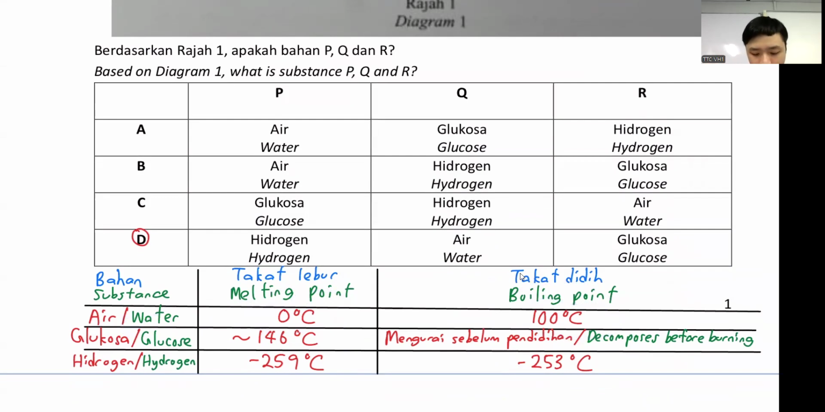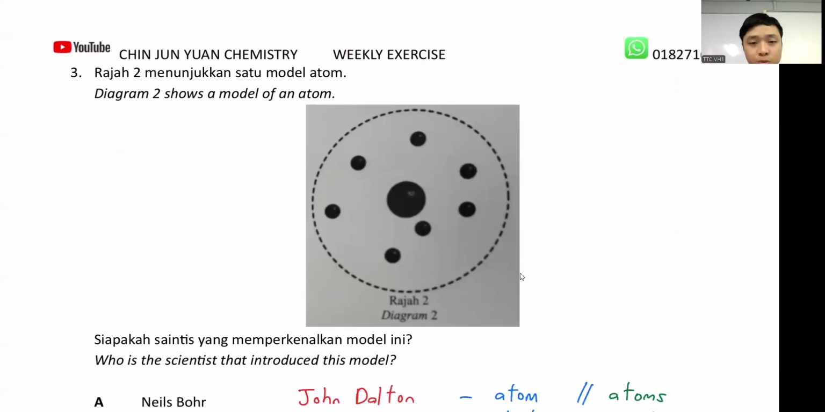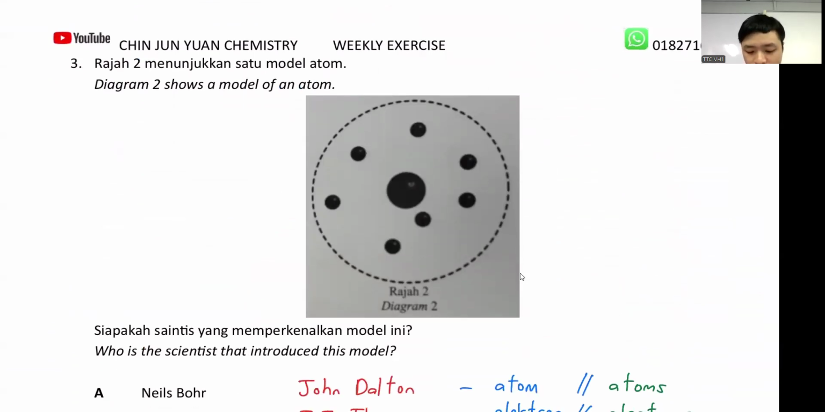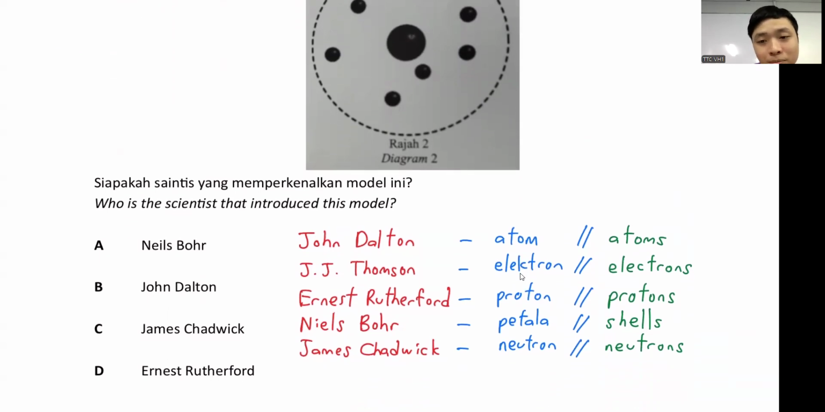Question 3, this kind of short question, I don't want to spend too long. Diagram 2 shows a model of an atom. Who is the scientist that introduced this model? This one is just history, a bit of memorization. Even in SPM and trial they come out with 1 question, 1 mark. If you don't want to memorize, it's okay, but the short way is: Dalton atom, Thomson electron, Rutherford proton, Bohr shells, Chadwick neutrons.